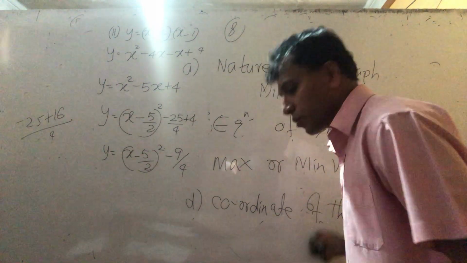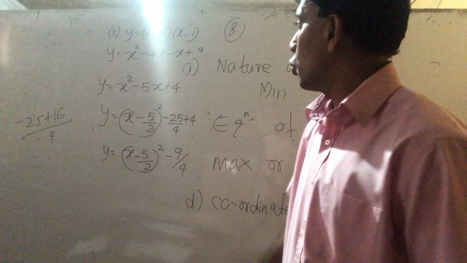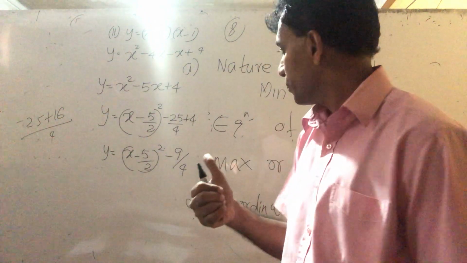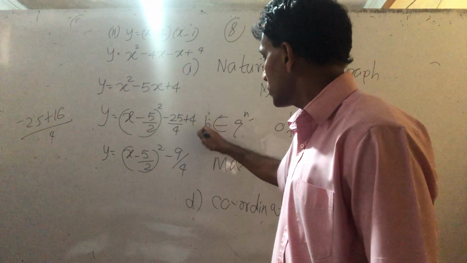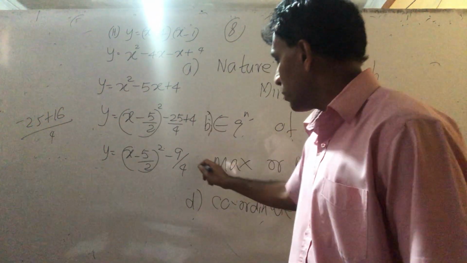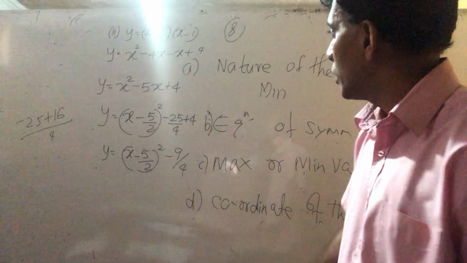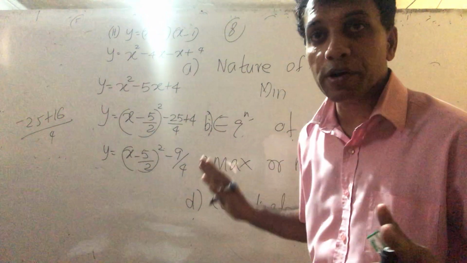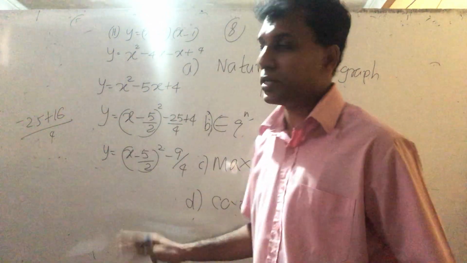Without drawing the graph, answer the following: nature of the graph, equation of the symmetry, maximum or minimum, coordinates of the turning point. So here, what is the nature? It is a minimum graph, no doubt minimum, because the coefficient in front of x square is positive, right?